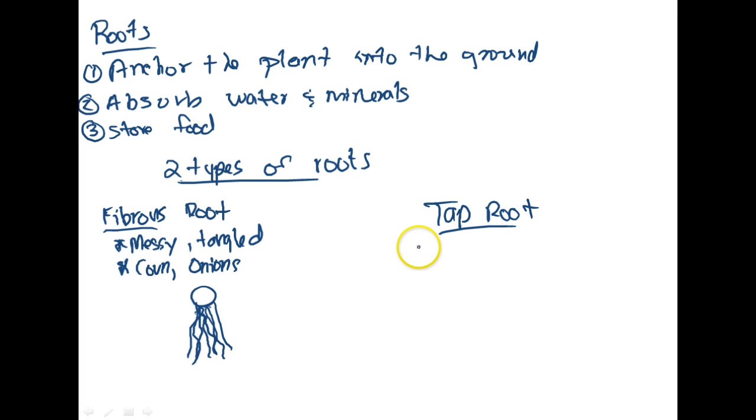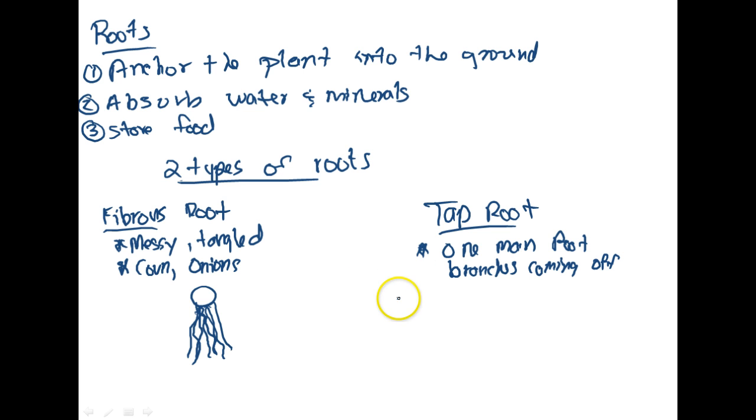The other one, so that was the fibrous, is called a taproot, and the taproot is a little bit more organized. It has one main root, and there's branches that are coming off that root. And so an example of that one would be a carrot. So imagine that this is the carrot, and coming straight down would be the root, and then it would just have them branching off of there. And so those are the two different types. There's a fibrous and a taproot.